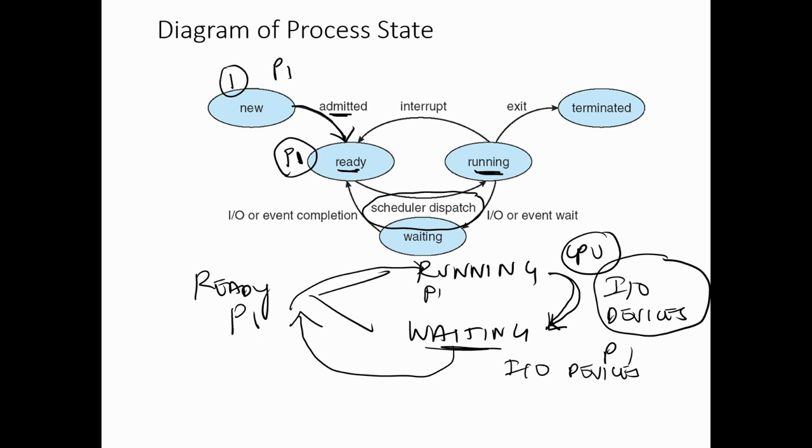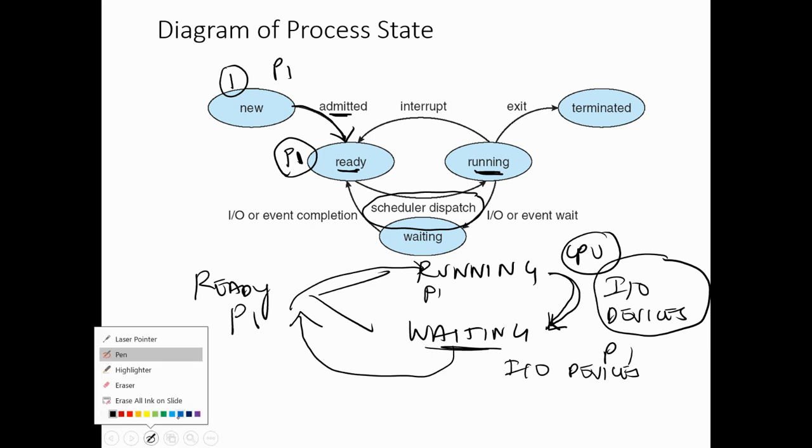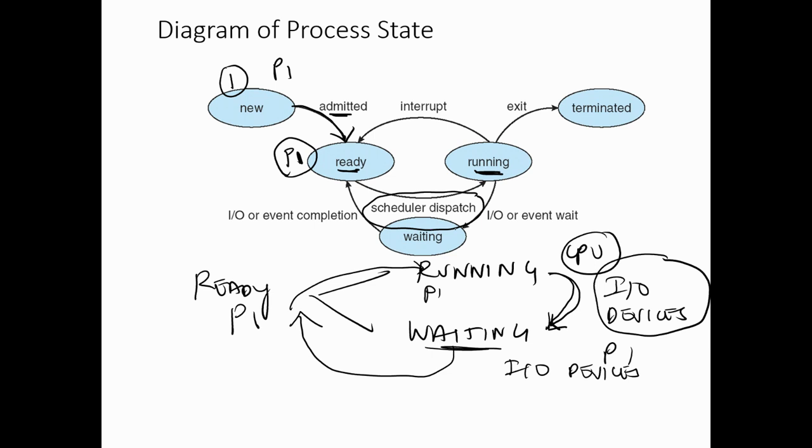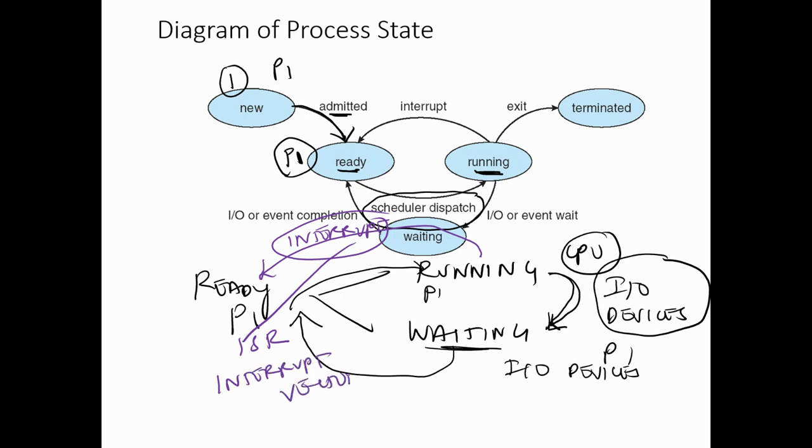But in some cases, let me change the color of the pen to give you an overview. From the running state, it can come to the ready state. What happens here? Some interrupt has happened, where we need to use an ISR from the interrupt vector to handle it, so that from the running state, I move the process P1 to the ready state, so that after handling the interrupts, it moves to the running state. Clear?